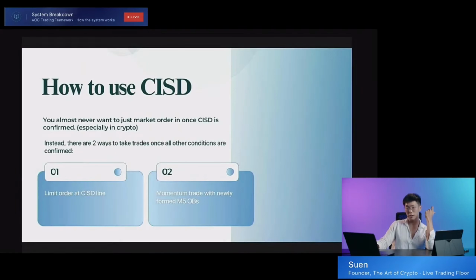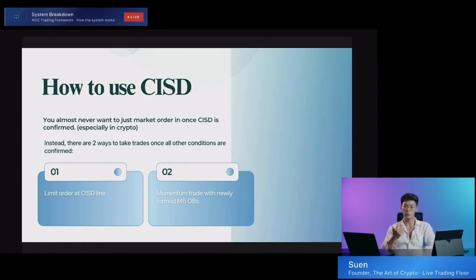Most of the time, when you get a CISD, you're never just going to want to market order in right on the spot, because especially if you're trading crypto, the fees that you're going to be paying on market orders are usually anywhere between 5 to 10 times that of a limit order, which is insane if you think about it.